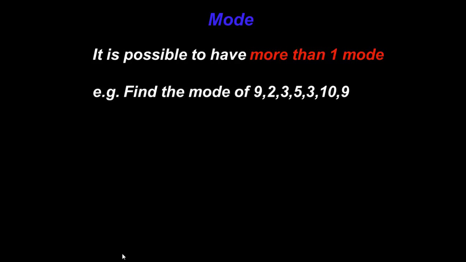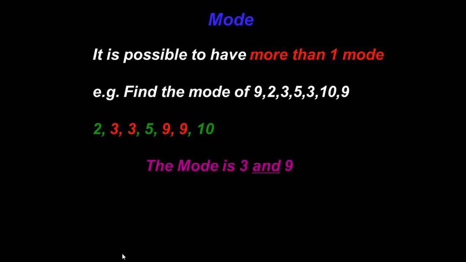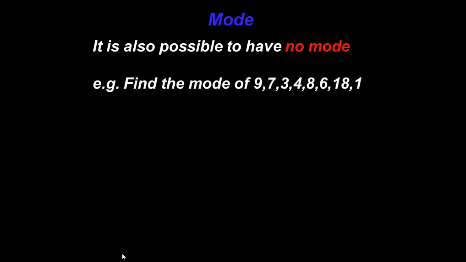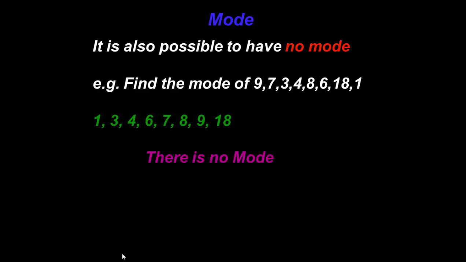Now sometimes you can have more than one mode. For example, here with this data set, if I arrange them in ascending order just to pick them out more readily, we can see that both the number 3 and the number 9 occur twice. We would call this bimodal. There are 2 modes, 3 and 9. And to finish off the idea, sometimes you have no mode at all. So with this data set, even once I put them into ascending order, you realise each value occurs exactly once. There is no mode. So there we have it, mean, median and mode.